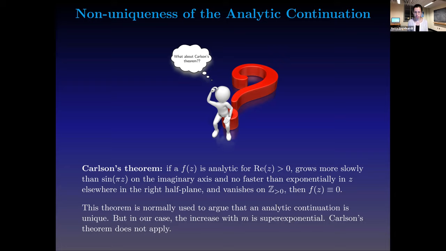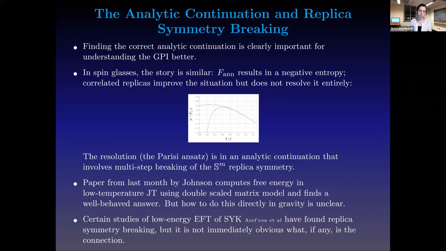Now, it is not sufficient to guarantee that we don't have a unique analytic continuation, but of course we already know that we don't. This is more of an aside for those of you who are wondering why we didn't look at Carlson's theorem. We did. It doesn't help us. So let's talk a little bit about this analytic continuation. I would say that finding the correct analytic continuation is clearly really important for understanding what the gravitational path integral is doing. The fact that there's a non-unique analytic continuation and some distinguished choice that gives us the correct answer suggests that this is inherited in some sense from some UV completion of gravity.